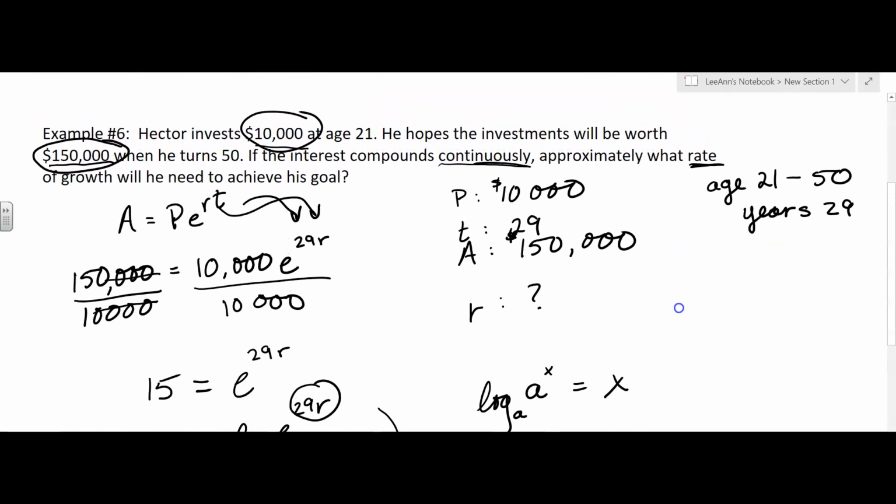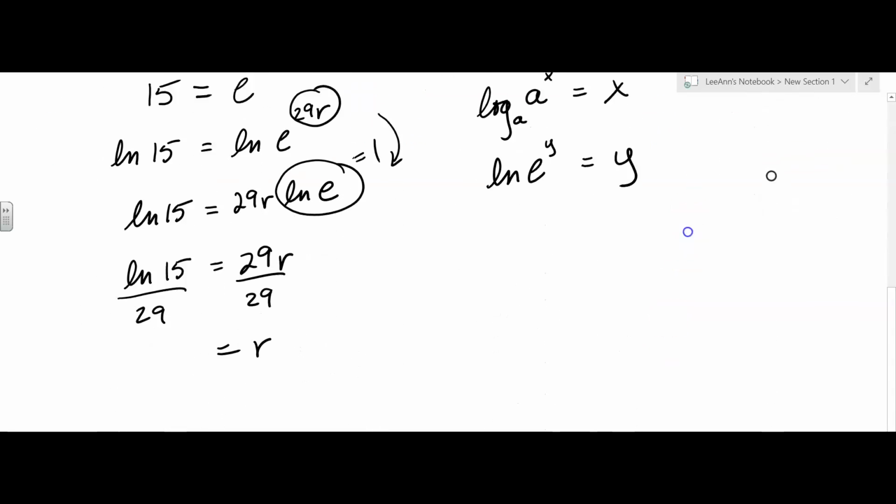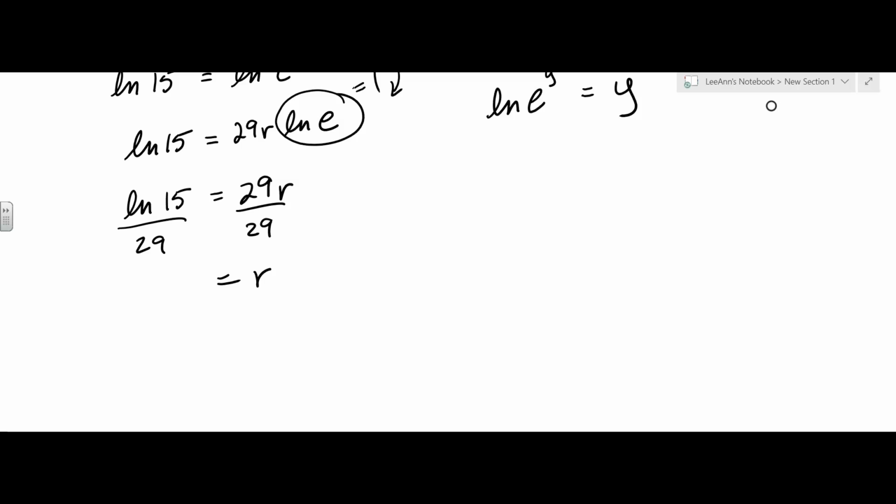But my guess is they want us to approximate. They didn't say how much they wanted it approximated to. Let's put it in our calculator and see what we get. So natural log, it's got to be natural log, 15, close the parenthesis off, divide it by 29, and I get r is approximately 0.09338, and then it keeps going. So it's a decimal. I need to change it to a percentage rate, a rate of growth. So go 2 places. So it's about 9%, 9.3%.